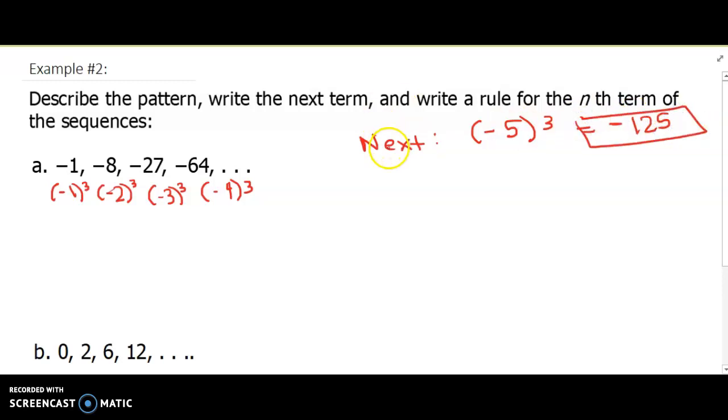Okay, and then to write the rule, all we're doing is saying, well, with each term, this is a sub 1, this is a sub 2, a sub 3, a sub 4. So I could just write my next term as a sub n, so for any number, it's going to equal negative 5 to the... it's going to be negative n to the 3rd power. There we go. So this would be our rule.